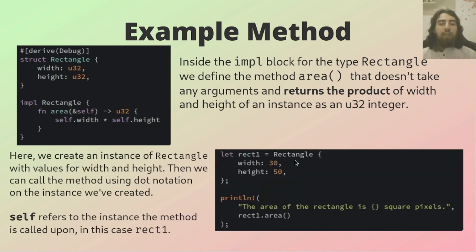So when we create an instance of rectangle with concrete values, then as you can see, we can call this method on the created instance, rect1. Meaning, when this method is called like that, then self over here will be replaced by rect1. So here rect1.width times rect1.height, meaning 30 by 50 will be returned.